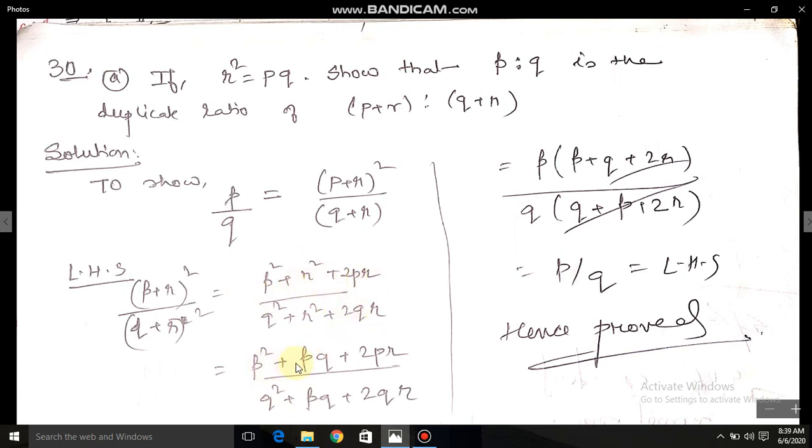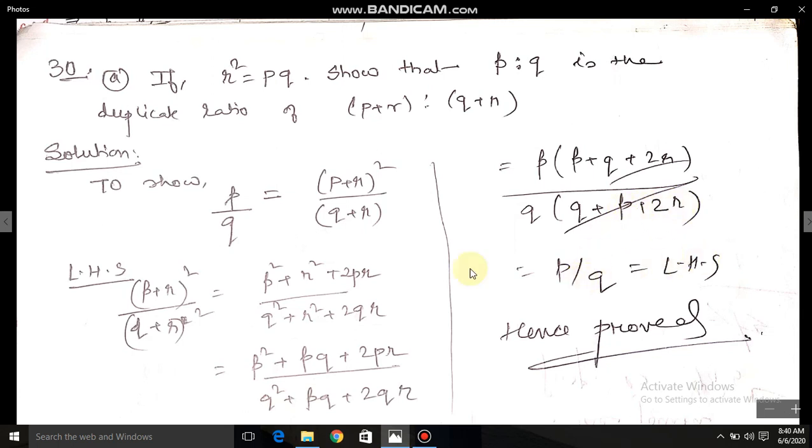Okay, so p square plus r square is what? pq, you see. So I put here pq plus 2pr, q square plus again r square is pq plus 2qr. Now from the numerator you take p common, so in the bracket you get p plus q plus 2r, divided by, from the denominator you take q common, so it's q into q plus p plus 2r. Now this gets cancelled, so this is equal to p by q.